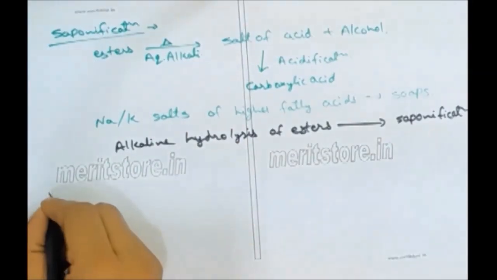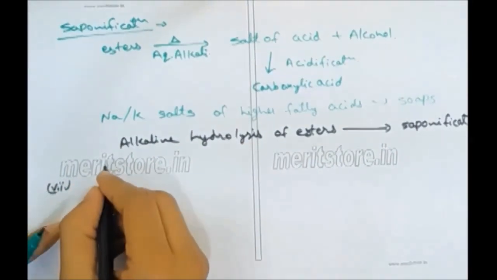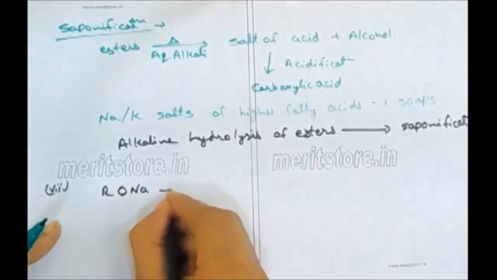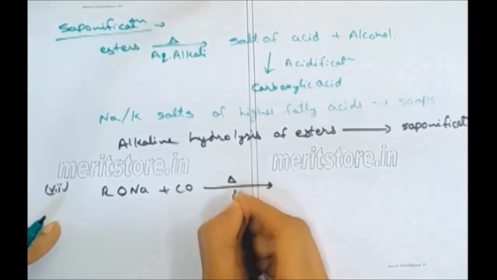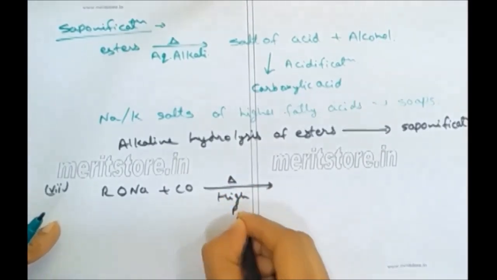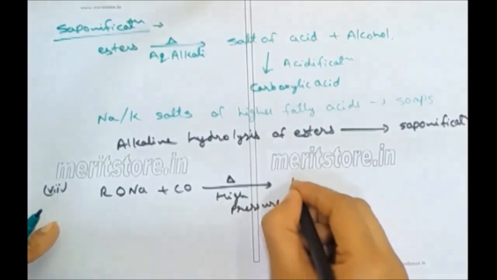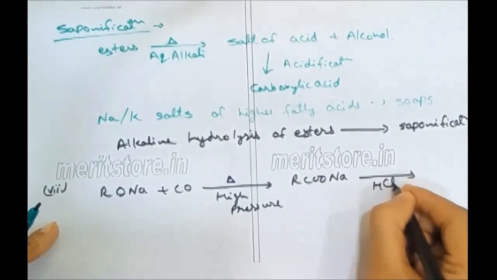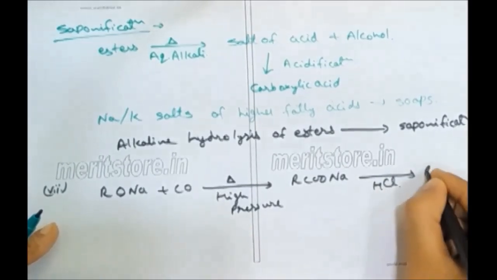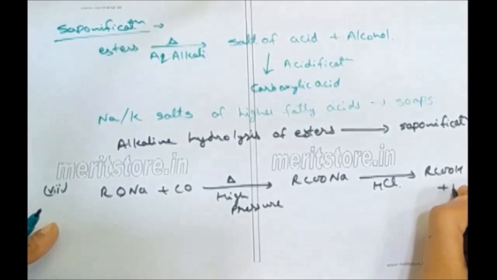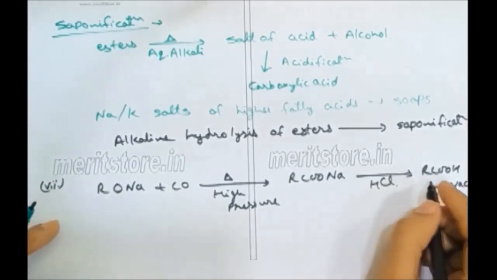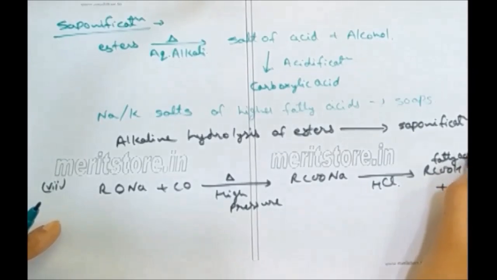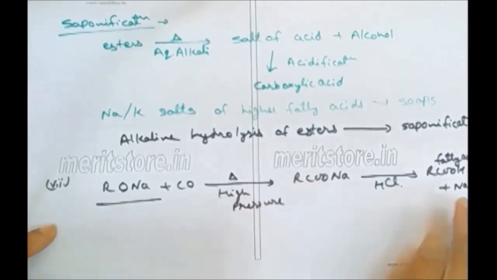Now, next method is from sodium alkoxide and carbon monoxide. This is our sodium alkoxide and carbon monoxide, on heating with high pressure will give sodium salt of acid. This on reaction with hydrochloric acid will give our carboxylic acid plus water, and these are fatty acids. We can get fatty acid from this reaction.